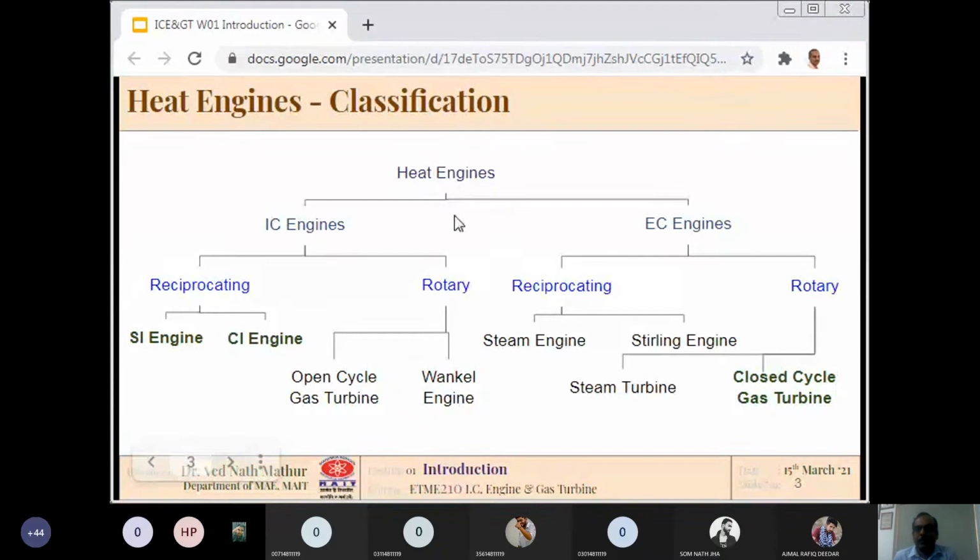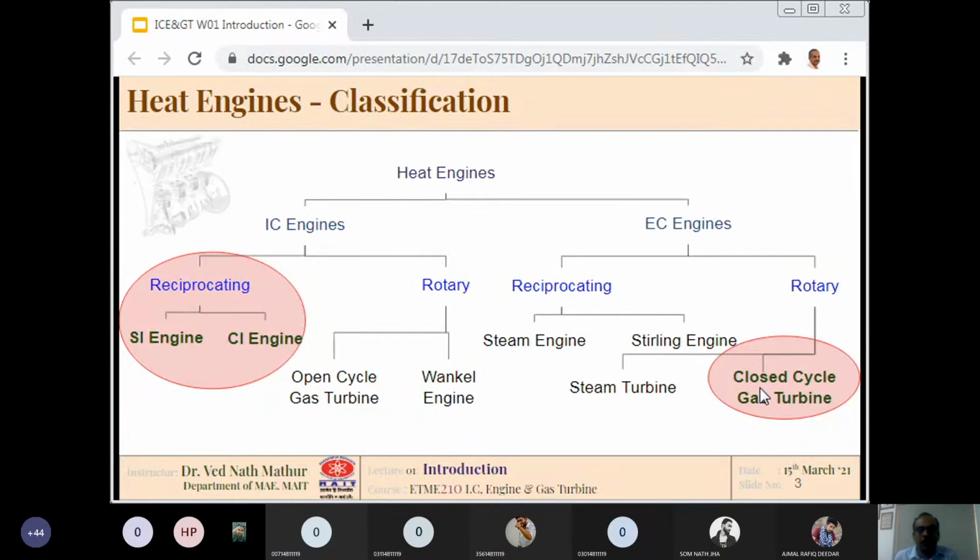So this is a broad classification of heat engines. We are not going to study all of them. We'll be studying SI and CI engines, and we'll be studying closed cycle gas turbine or open cycle gas turbine plants. I have already shown you an animation of an engine and a turbine. So in this entire course, we will be studying the construction and working and the thermodynamic principles applied for the working of these two devices.